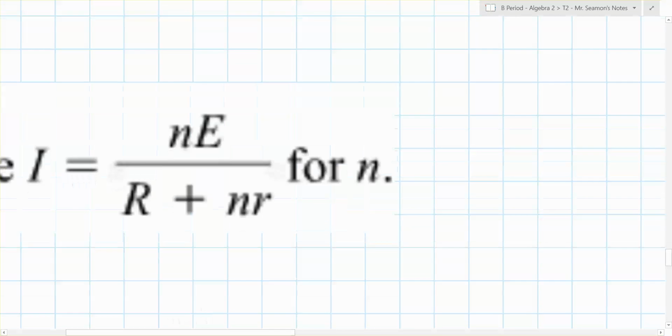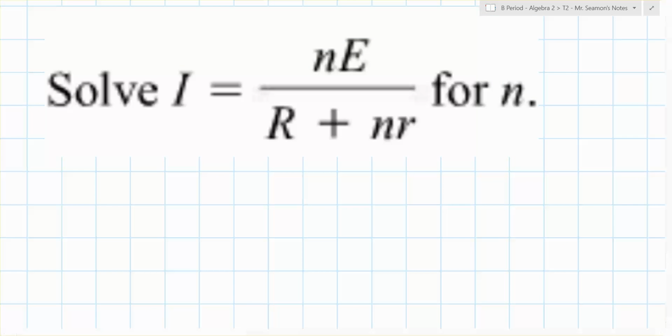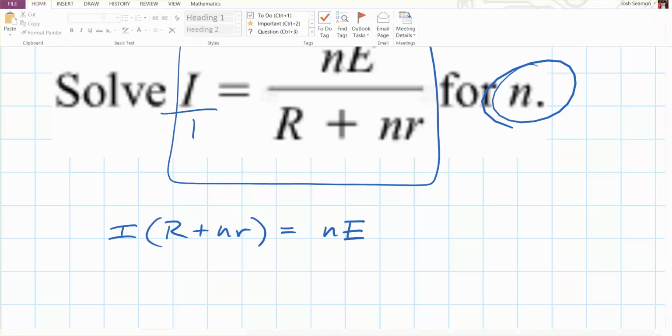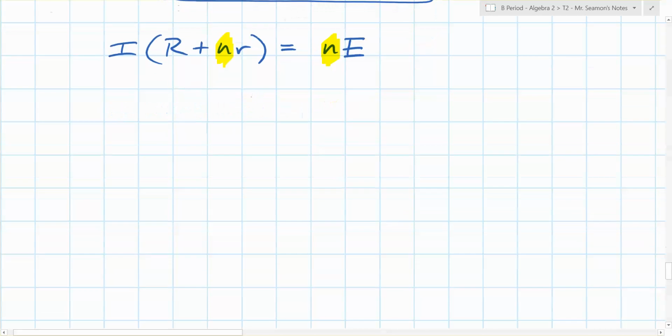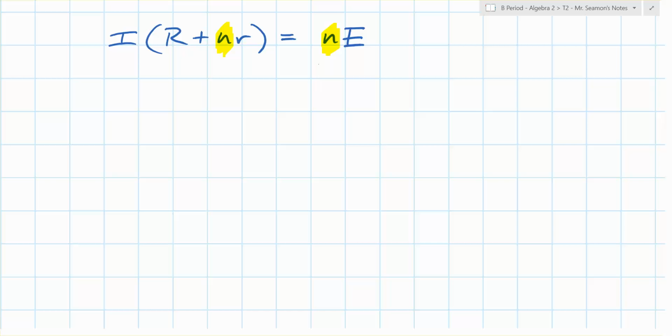So let's say I gave you this one right here. Solve that for n. This one's a little harder. Let's highlight n here. What's our goal if we're trying to isolate n? How many n's are in there? 2. So if we're going to isolate n, we need to combine them somehow. So what should I do next?